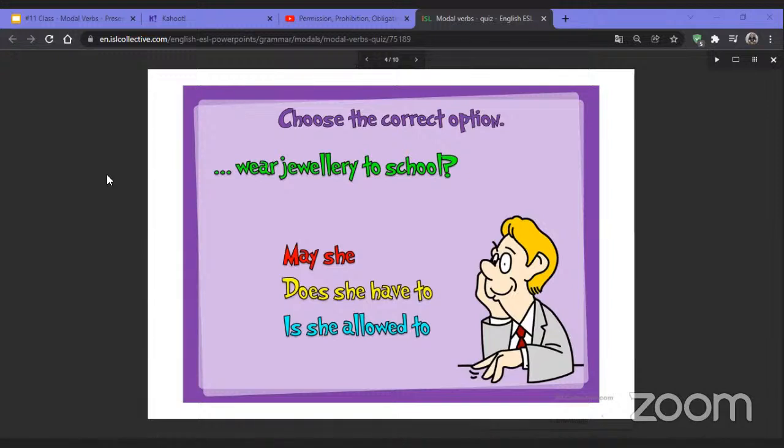So, might she wear jewelry to school? Does she have to wear jewelry to school, or is she allowed to? I will say the last one. Is she allowed to wear jewelry to school? Jhonny, you're right. Why do you say that? Does she have to? Or may she?